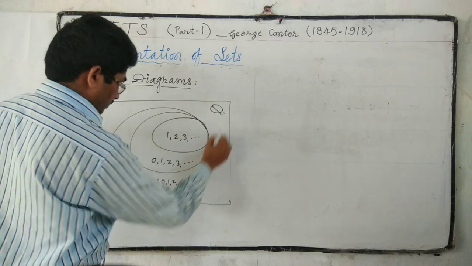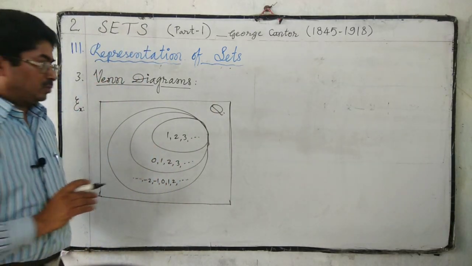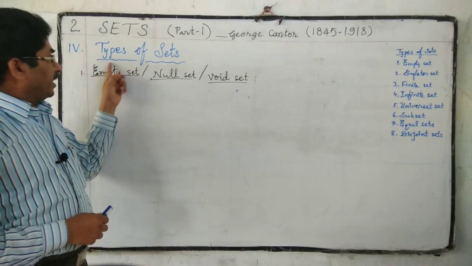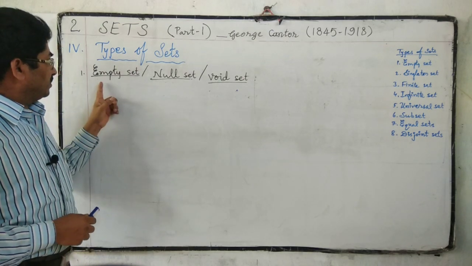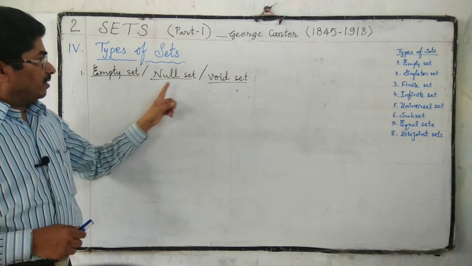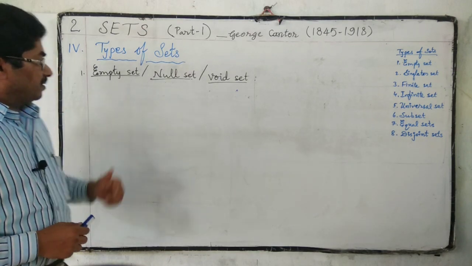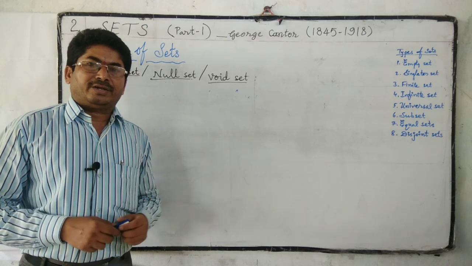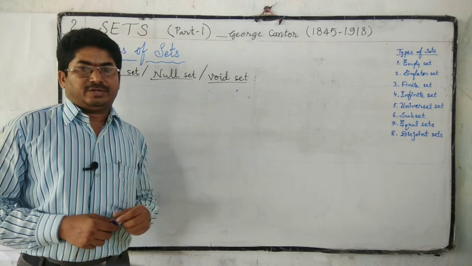Rational numbers. So like this we can show in this diagram. Next, types of sets. In this types of sets, first empty set. Other names for empty set are null set or void set. What is an empty set? If a set contains no element in it, it is called an empty set.